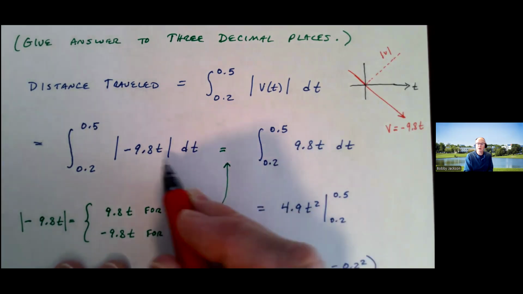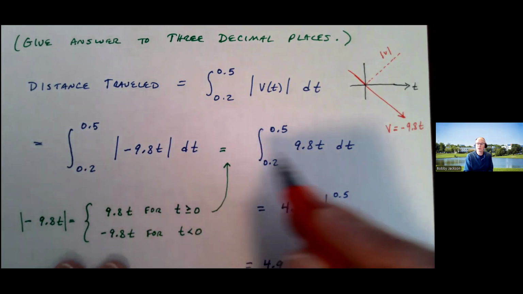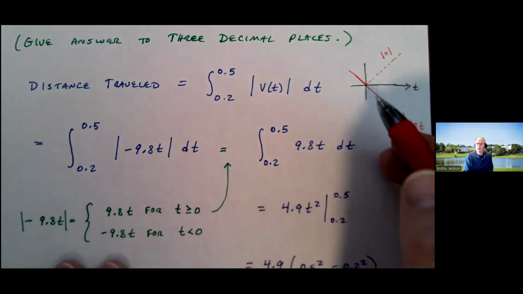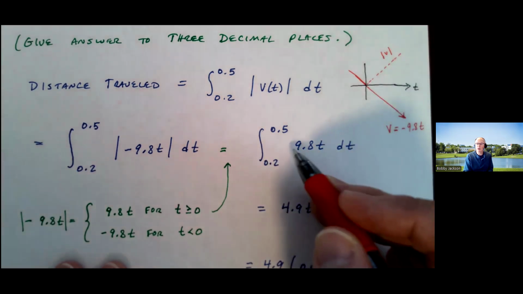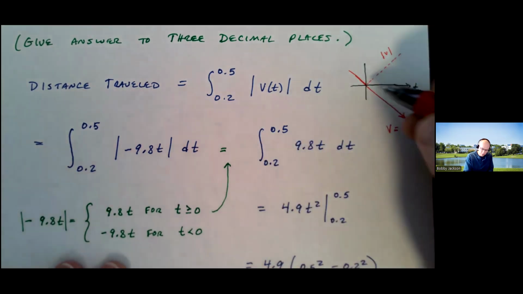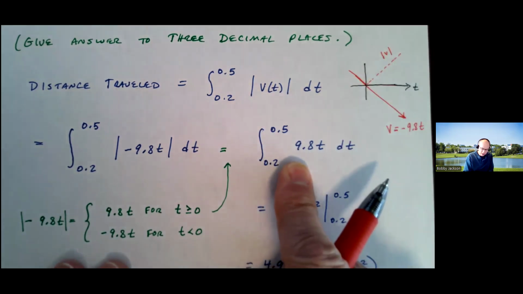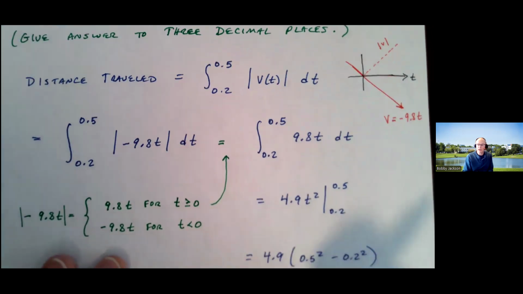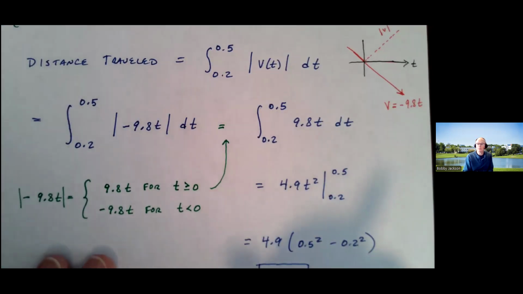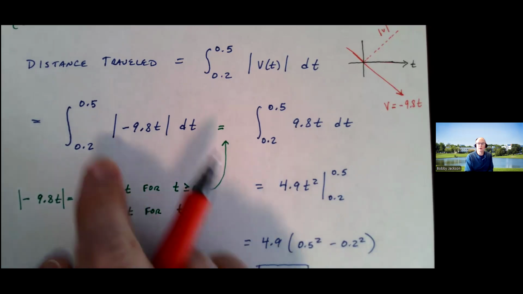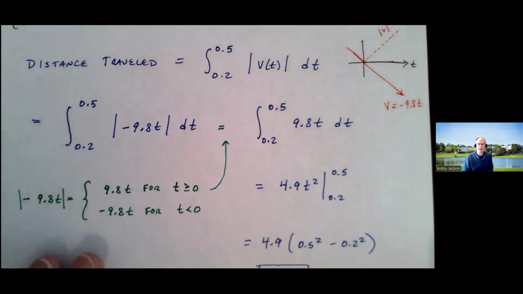So at any rate, we are going to integrate this function. Instead of negative 9.8 t, we integrate positive 9.8 t because we want to have the distance traveled. Bottom line, if you integrate negative 9.8 t, you're going to get a negative value. And of course, we know that that is not a distance, right?